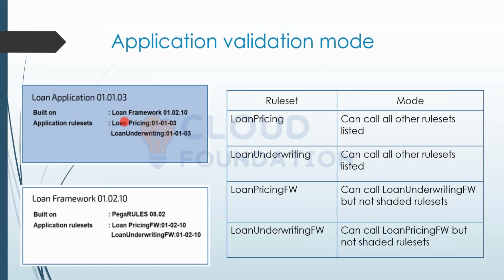Can loan pricing access rules from loan underwriting? Yes, absolutely, because it's part of the same application. Perfect. Now, can loan pricing access rules from loan pricing FW and loan underwriting FW? As part of our second rule, if it is in my built-on application, yes, I should be able to access them. For loan application, the built-on is loan framework, so yes, it can access them. When you look at the stack, they go below your loan pricing. So both pricing FW and underwriting FW can provide rules for your loan pricing.